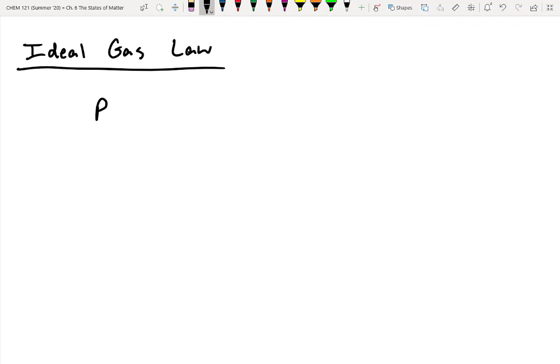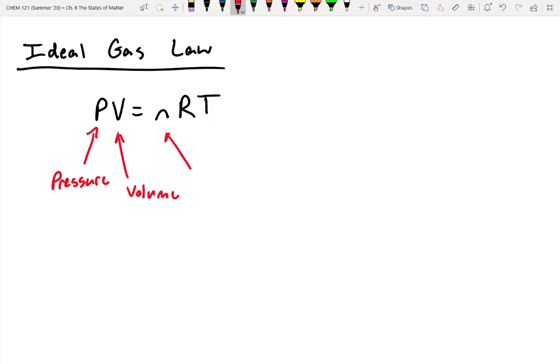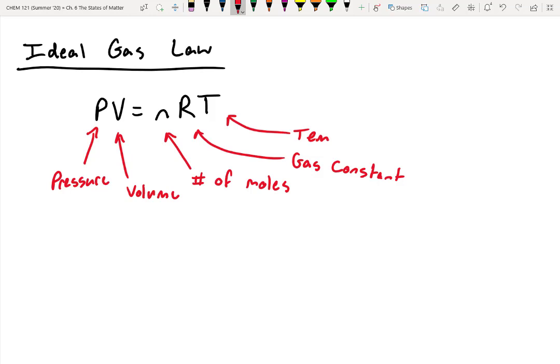But what it says is that pressure times volume is equal to the amount of gas in moles, that's n, times our gas constant R times temperature, T. But that's okay, let's just label all of this. So this is going to be pressure. This is going to be volume. n is going to be number of moles. R is going to be our gas constant. And T is going to be temp. And like I said, temp is normally done in Kelvin.